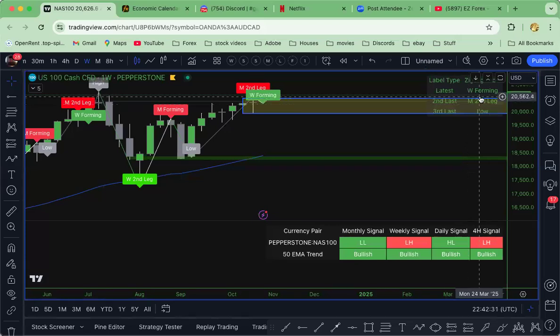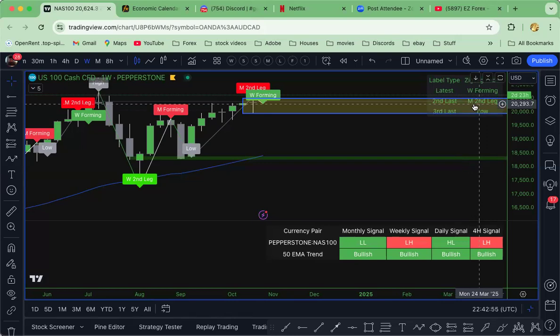So now it says W forming, the latest. The next one is going to form here. This is going to go to 2, and here's going to be high. That's the next thing that's going to appear. So this W will move down, it will say high here. Then eventually that W will move to the last one, and it will say W forming, high, W second leg. Does that make sense? It's going to roll around.